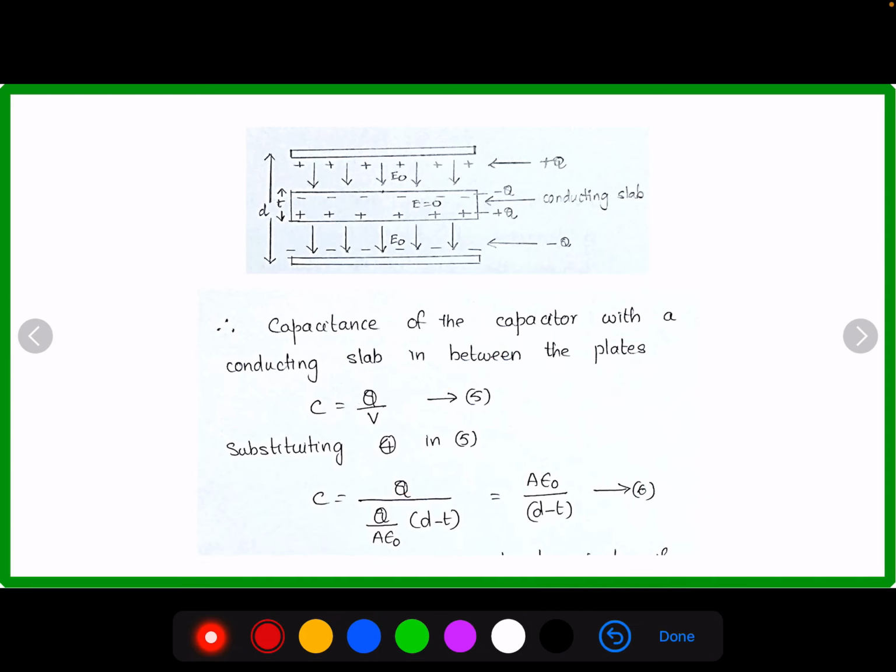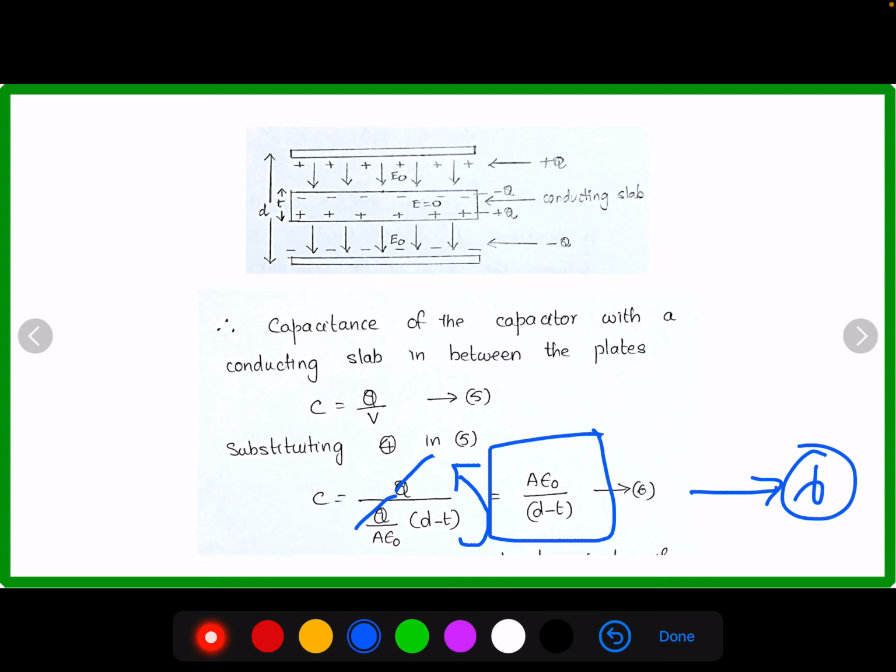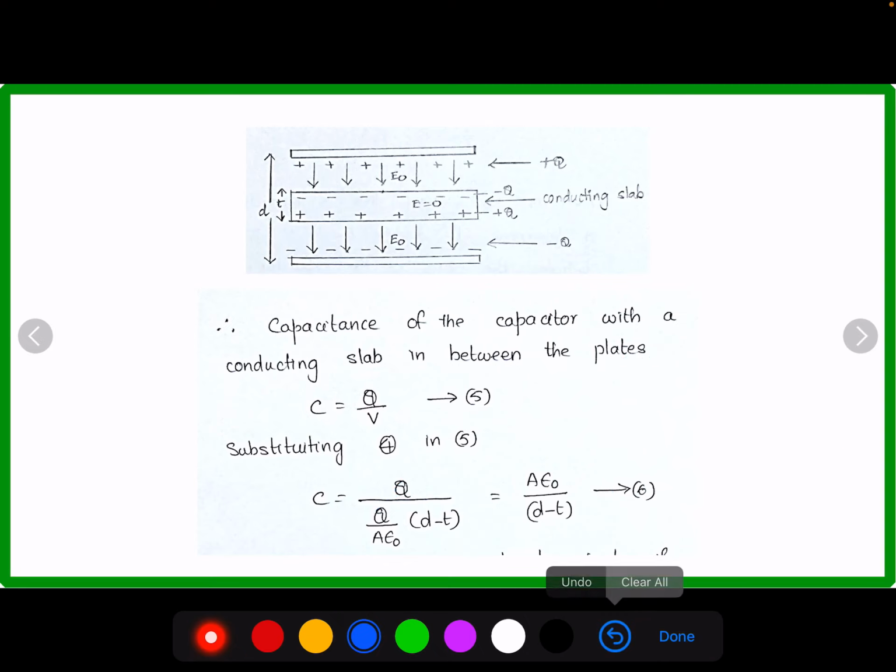Therefore, in this particular equation, Q and Q will be cancelled. A epsilon naught will go up, and therefore you will get A epsilon naught into D minus T. Let it be equation number 6. Here Q and Q are cancelled. Then you will get C is equal to epsilon naught A by D minus T. Up to that we got now.